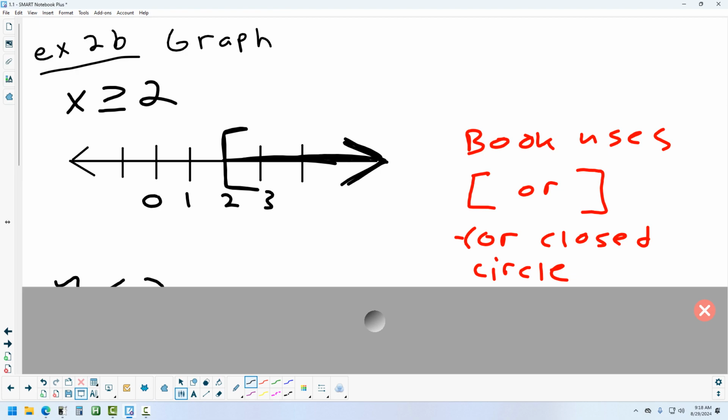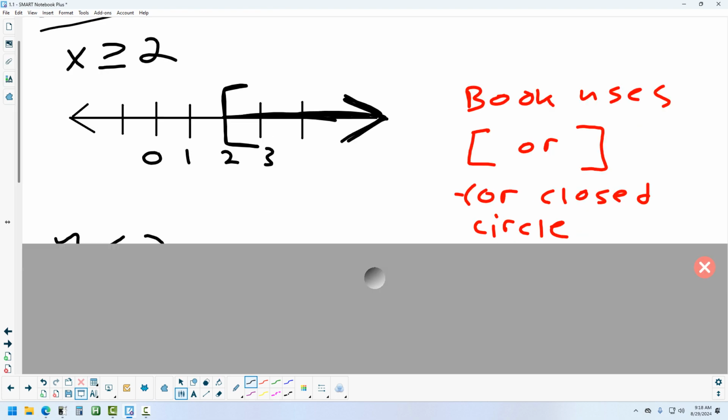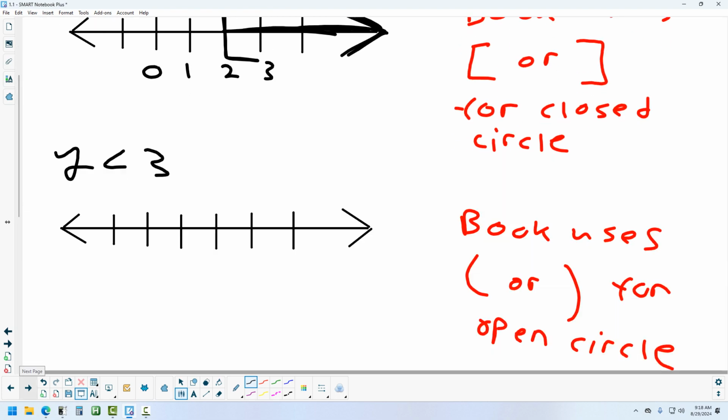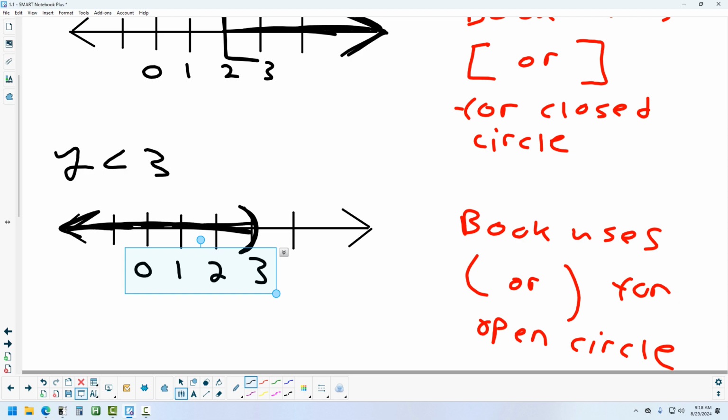Yep, they're going to use a parenthesis. So instead of open and closed circle, the book used brackets and parentheses. Just like we did before, we do an open circle on the 3. If you're doing it the way the book's going to do it, we're going to do a parenthesis on the 3, and then shade to the left. And that's it. Just a different way of doing it. Most of you probably haven't seen that before, but you can do it that way.